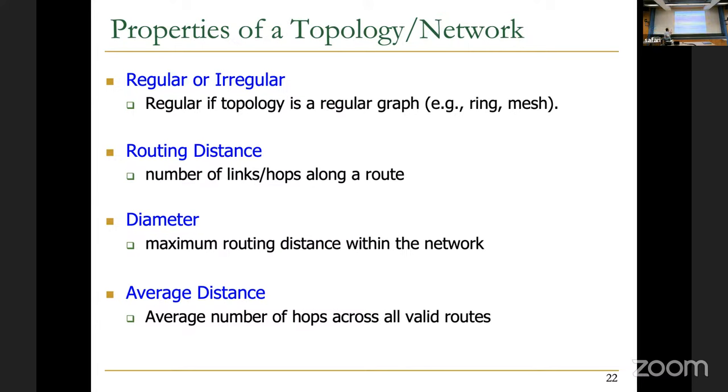Diameter is the maximum routing distance within the network. Among all the routing distances that you have for every pair of source and destination, the maximum of that is the diameter of your network. Average distance is the average number of hops across all valid routes. So here you need to calculate the distance for every pair of source and destination, and then calculate the average of that, which is the average distance of the network. Any question?